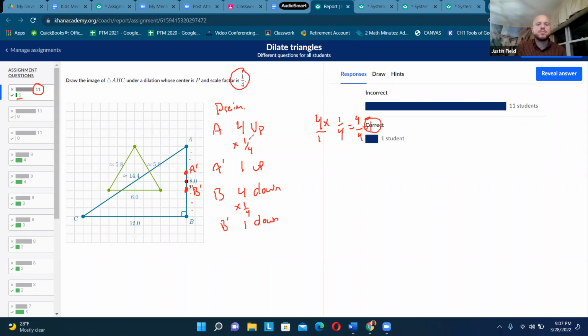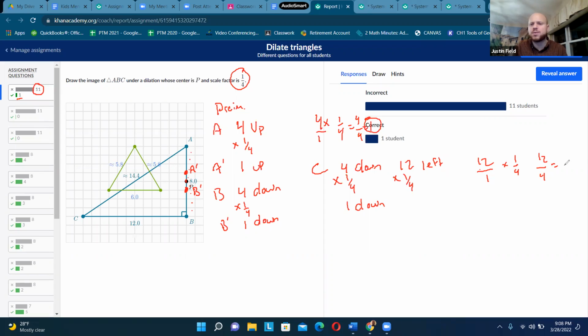All right, so C, now where is C? If we go to the center, C is 4 down. And then the horizontal distance is 12 to the left. So now we're going to multiply those distances by 1/4, our scale factor. Always multiplying by the scale factor, and that leaves us with 1 down. And what is 12 times 1/4? Put that 12/1 and multiply the tops. 12 times 1 is 12. Multiply the bottoms. 1 times 4 is 4.